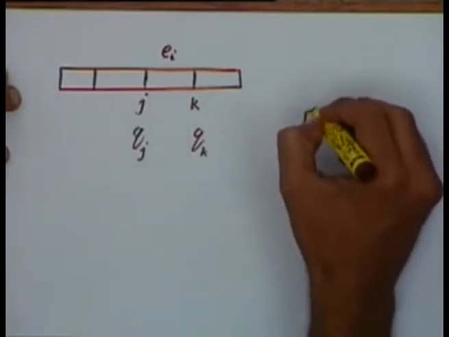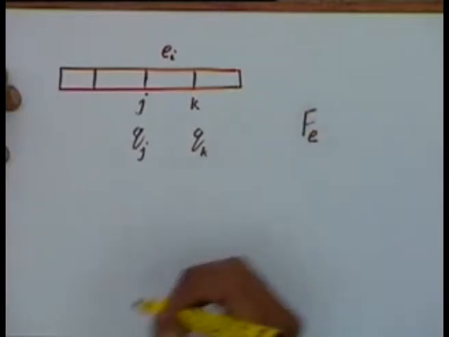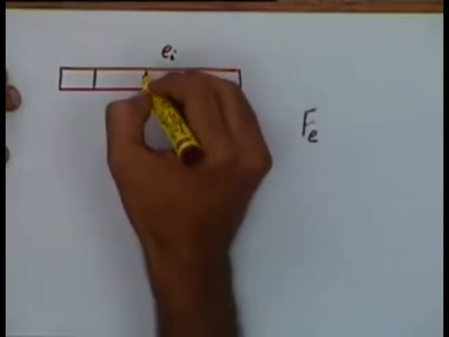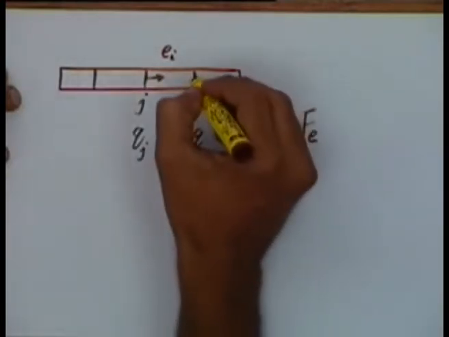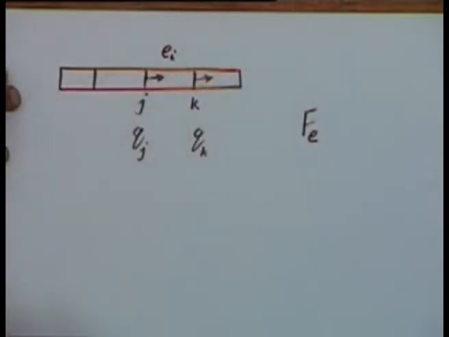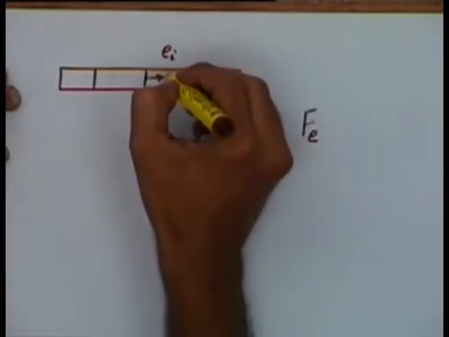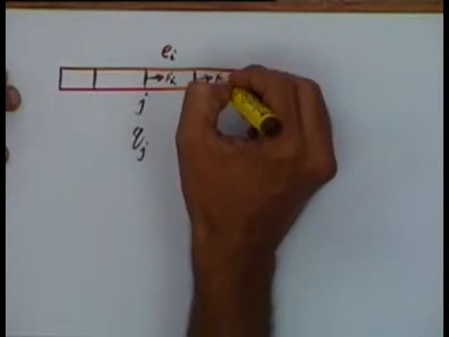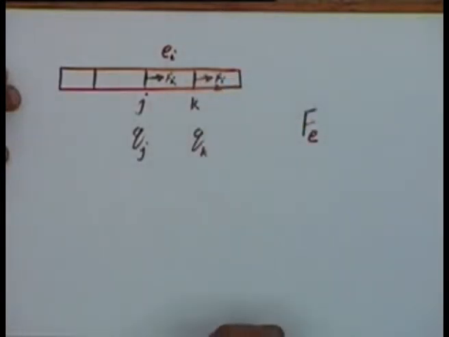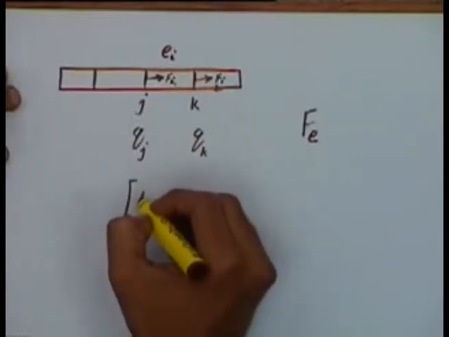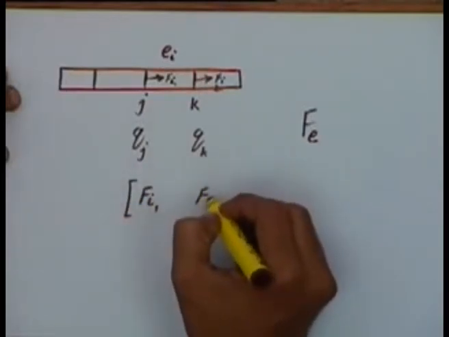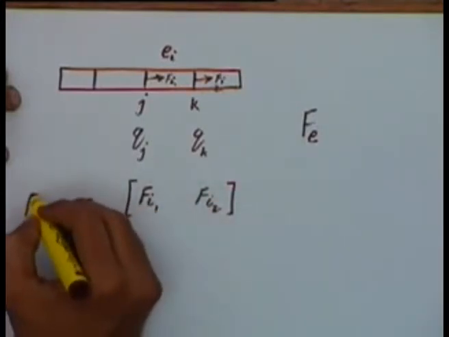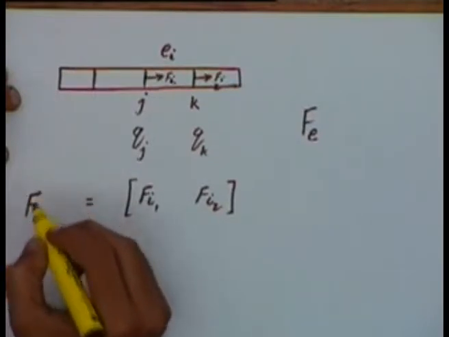We have written expressions for the Fe matrix, that is the element force matrix. What we said essentially was this element force matrix will consist of two forces acting at the two nodes. So this is, let us say, some force Fi1, and this is Fi2. So the element force matrix for this would look like this, Fi1 and Fi2. This is going to be the element force matrix for the ith element.